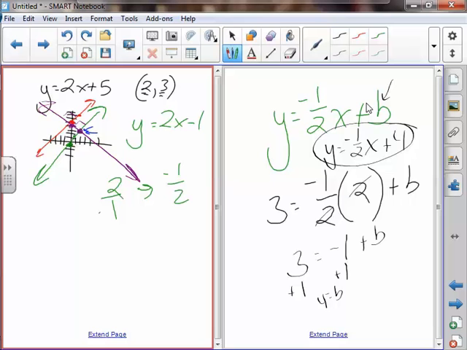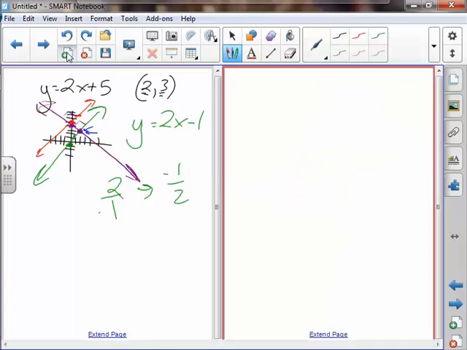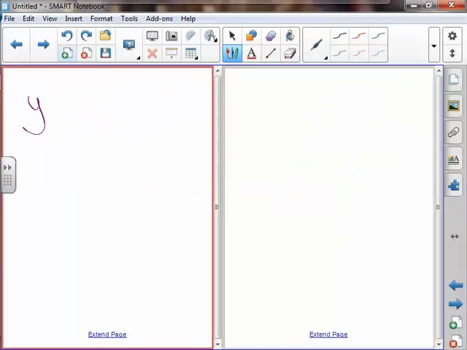All right, so let's go ahead and see what's the next example. We have y is equal to negative 3x minus 2, and the point it runs through is negative 2, 1. So I'm not going to graph it out this time. You guys okay with that? Yes. All right, so here we go.